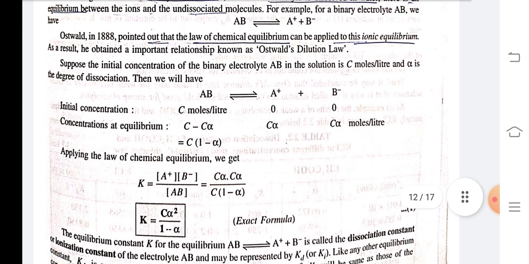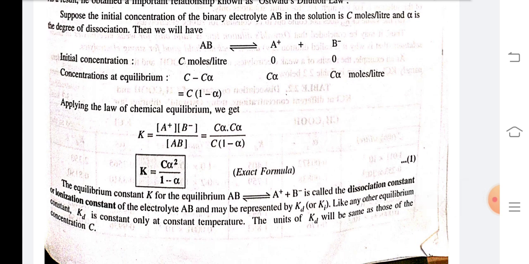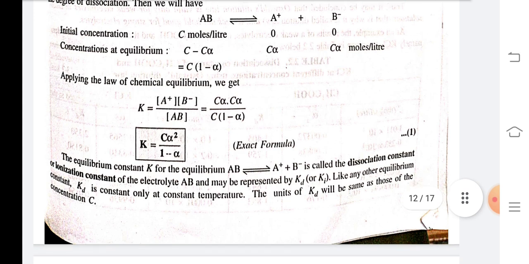Suppose the initial concentration of the binary electrolyte AB in the solution is C moles per liter and alpha is the degree of dissociation, then we will have AB gives A positive plus B negative. Initial concentration C moles per liter, 0; concentration at equilibrium C minus C alpha, C alpha, C alpha, which is equal to C into 1 minus alpha. Applying the law of chemical equilibrium, K is equal to C alpha square upon 1 minus alpha.